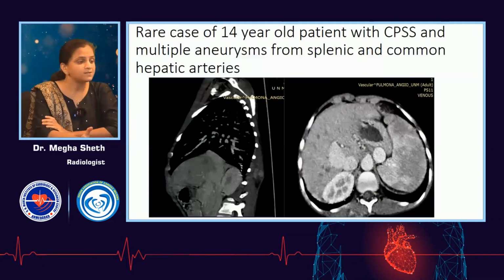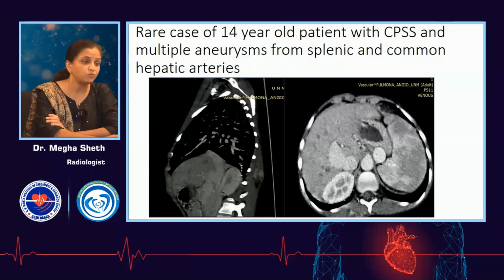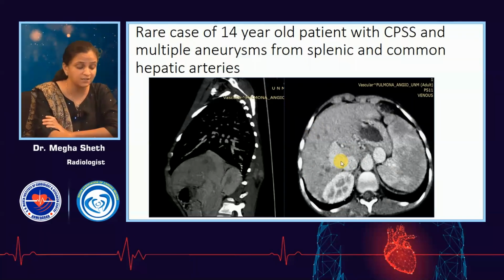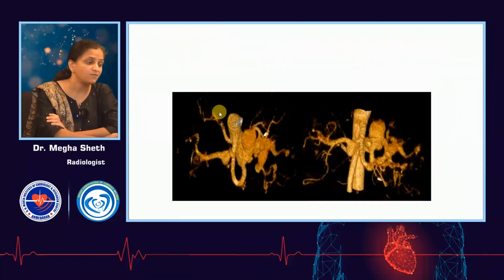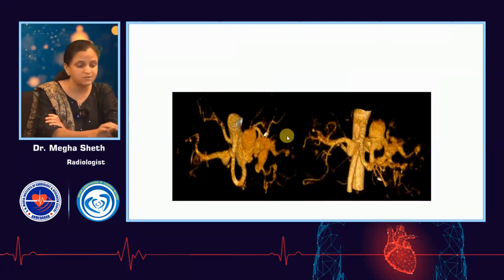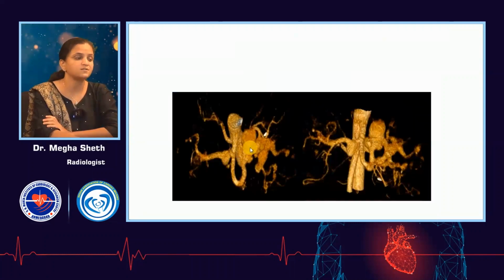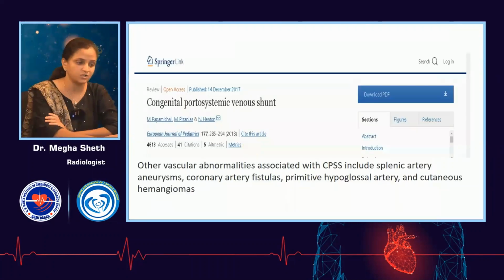Okay. Now, this was a very rare case. This patient, a 14-year-old, had a congenital portosystemic shunt. We can see it very well here. But in addition, this patient had multiple arterial aneurysms from the splenic artery, from the common hepatic artery. So, such associations have also been found in association with congenital portosystemic shunt.